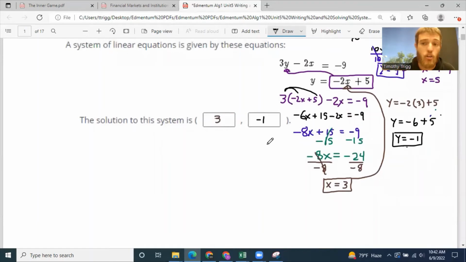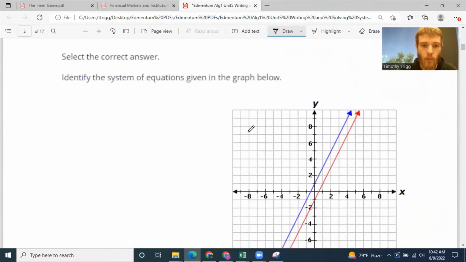You could always check to make sure it's true by plugging into the original equations, replacing x with 3 and y with -1, and you should see that both produce a true statement. Let's move on to the next one.